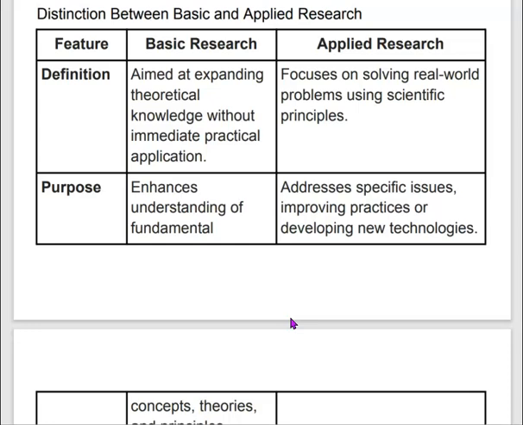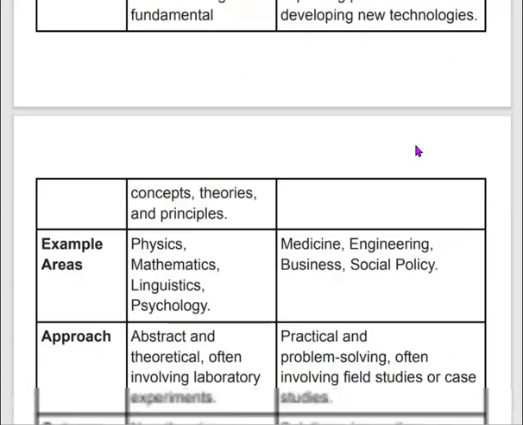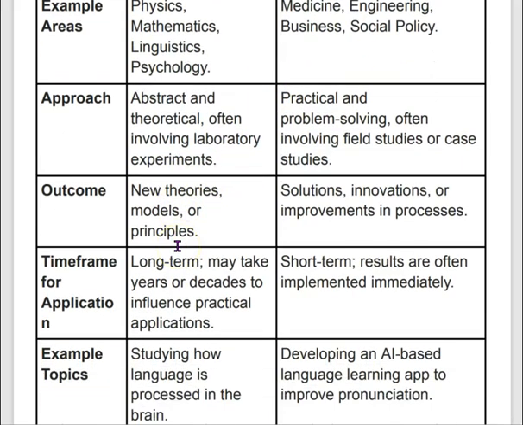First of all, definition. Basic research is just to expand the theoretical knowledge. Here it is to solve a real world issue. Why are you doing it? Because you want to improve your understanding. Here there's a specific issue and you want to solve the problem. What are the examples? Maybe physics, maths and stuff like that. But here you have medicine, engineering, like that. What is the approach? There's an abstract approach and here's a practical approach.